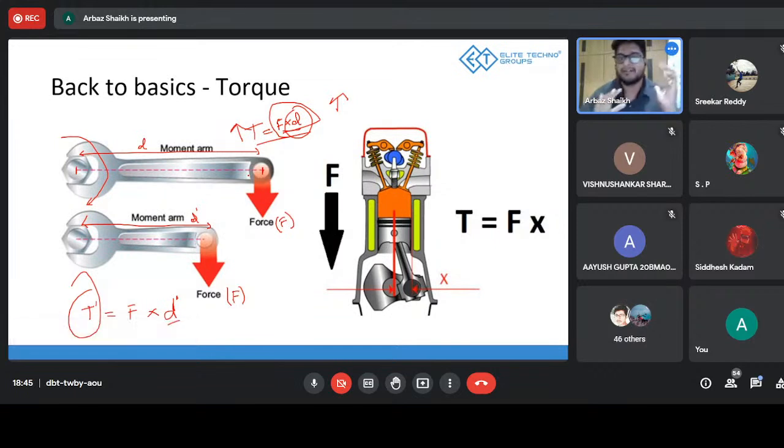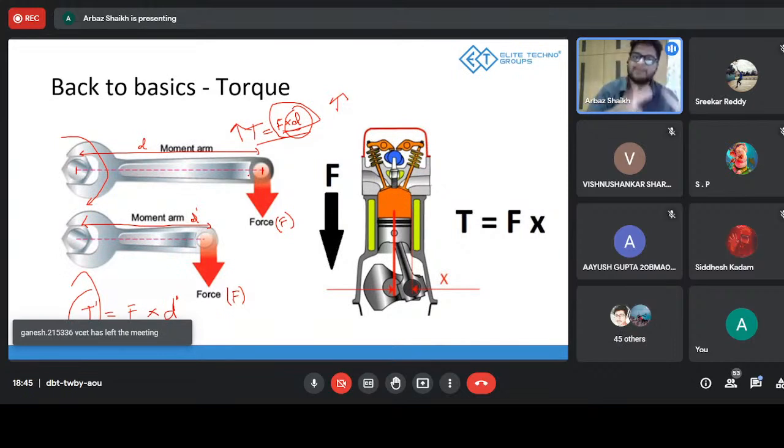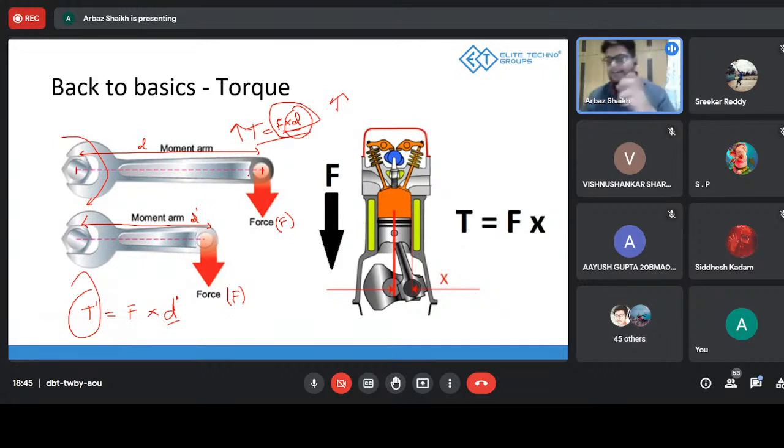You will notice that when you're closer to the hinge, you have to apply more force, right? And that is because you need some amount of torque to open the door. And since the distance has decreased, now you need a higher amount of force to achieve the same amount of torque, right? Now, how does this apply practically?